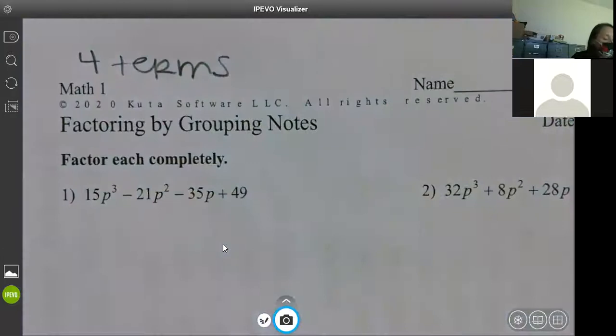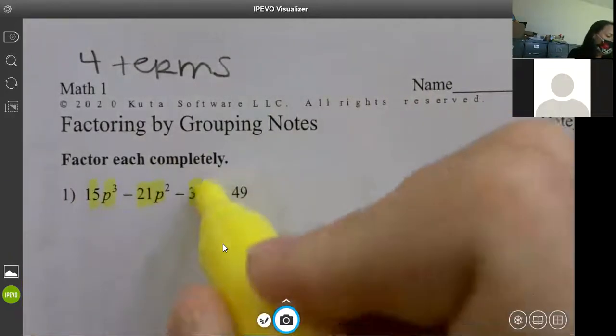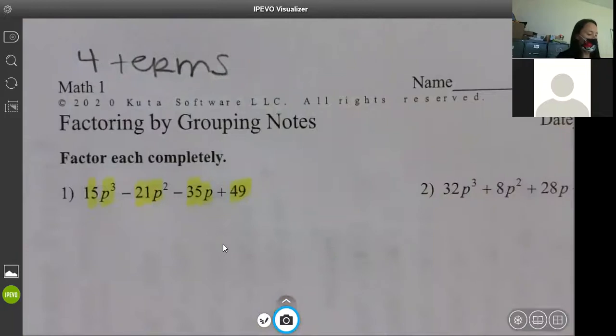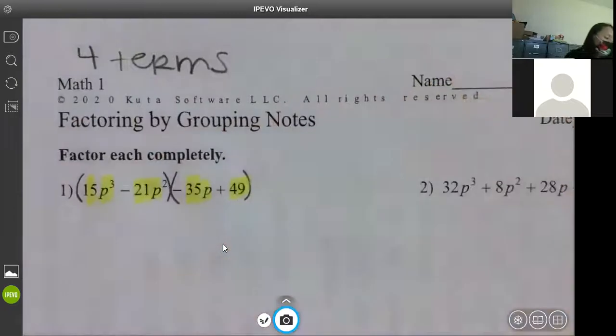Okay, so how do you know there's 4 terms? If you're looking at it, every term is separated by add or subtract. So there's 1, there's 1, there's 1, and there's 1. So there's your 4 terms. Okay, so anytime you see 4 terms, you're going to group. So what does that mean? You put parentheses around the first set and parentheses around the last set.